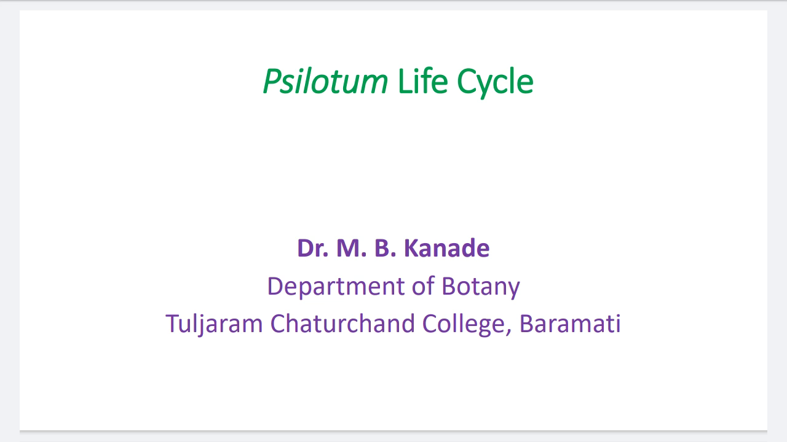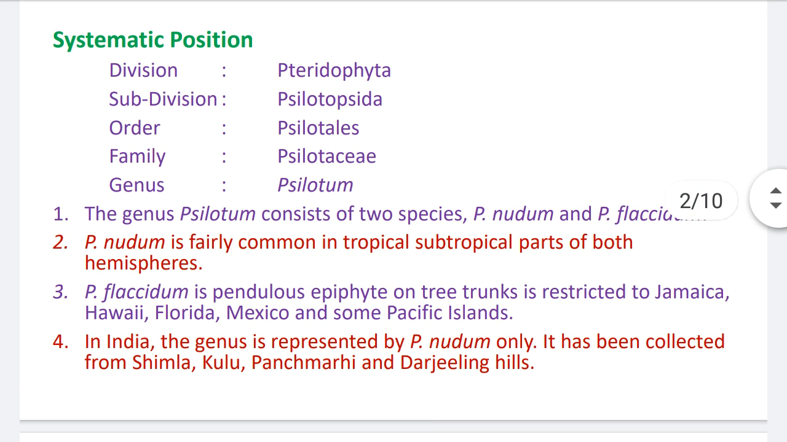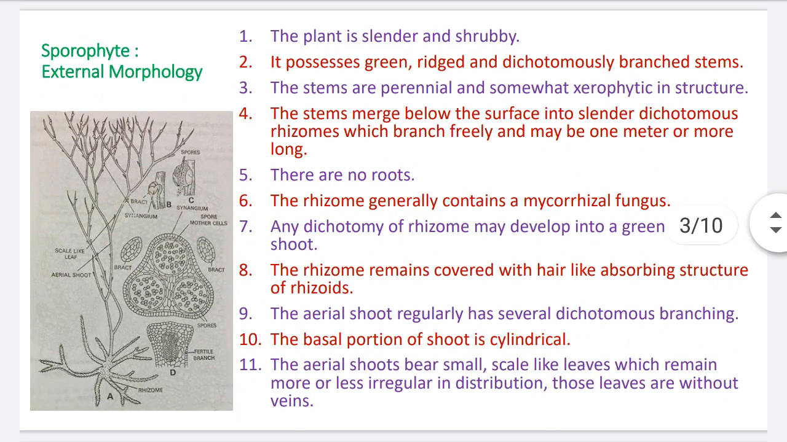Today's lecture is based on the Psilotum life cycle, part second. This part includes the sexual reproduction, the gametophytic generation, as well as the alternation of generations in the life cycle of Psilotum. In our previous lecture, we covered the systematic position of Psilotum, the number of species, the number of species in India, as well as the occurrence of Psilotum species in the Indian region.